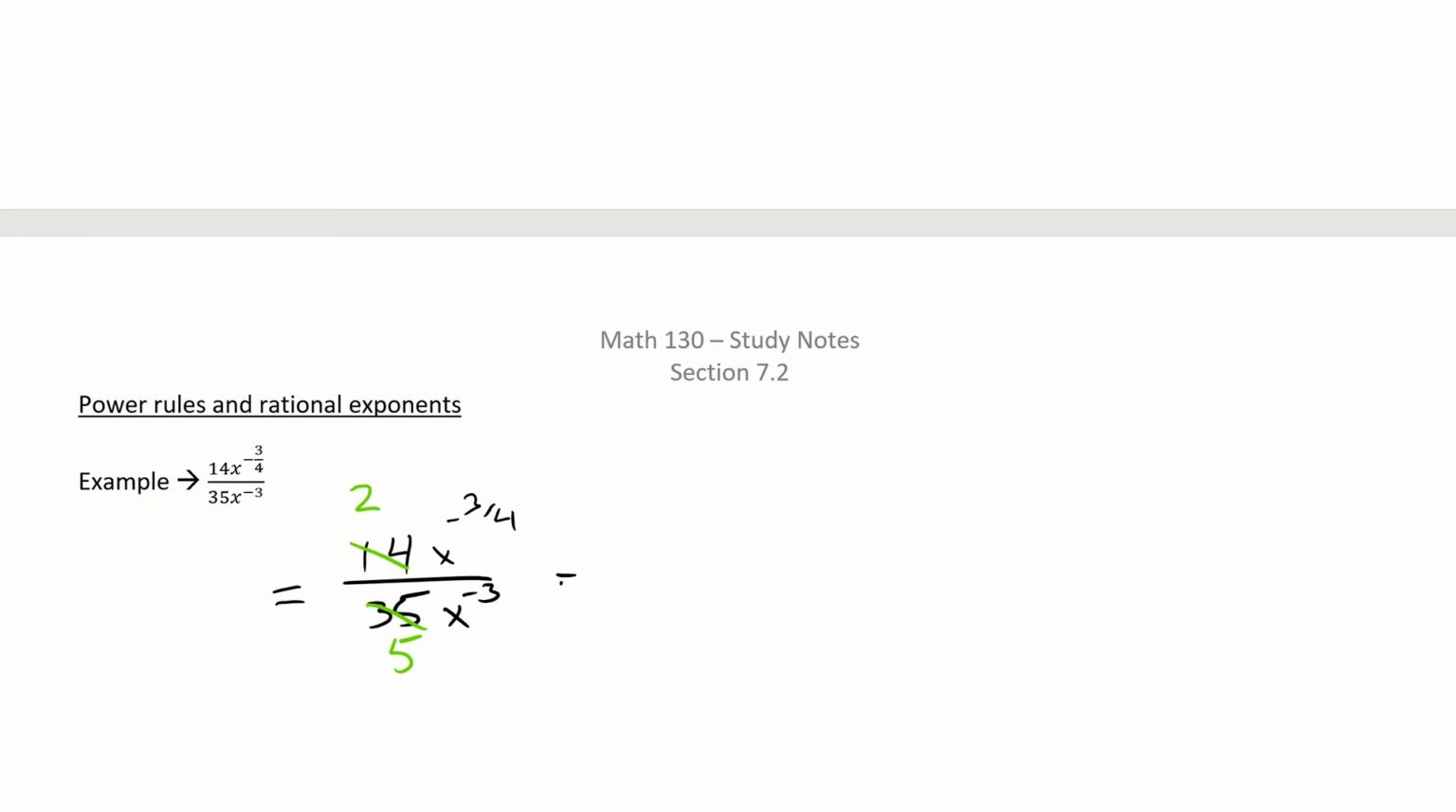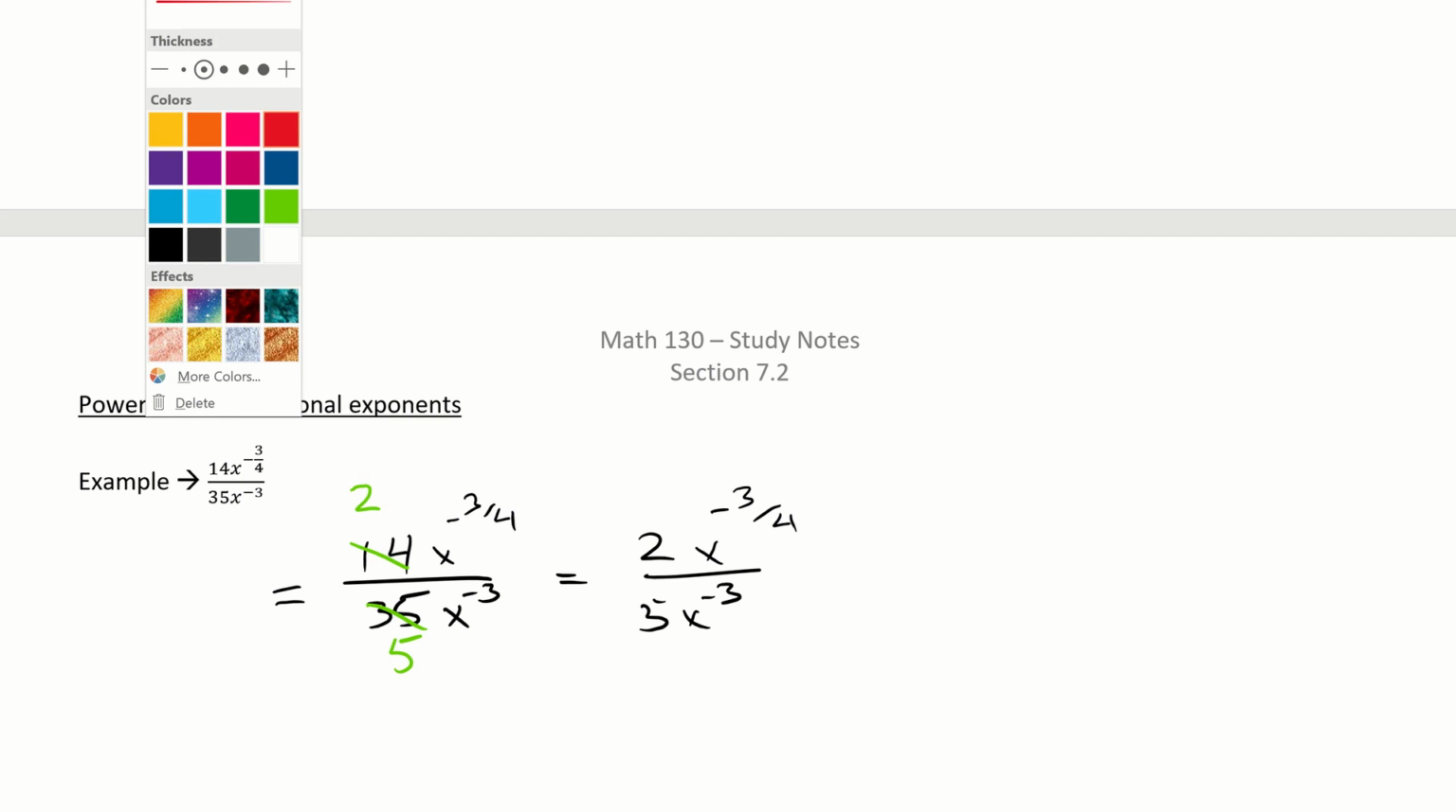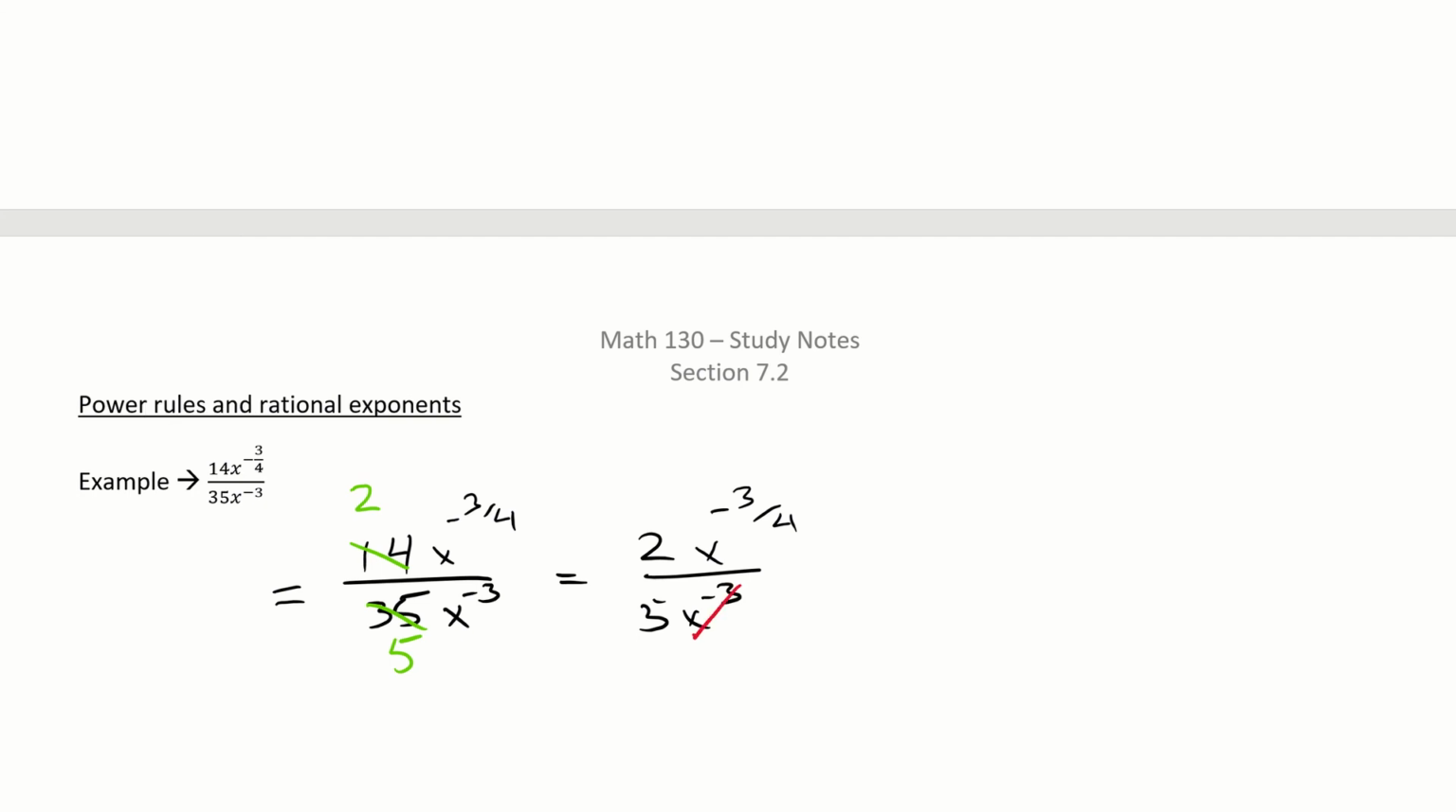Do you remember this from section 1.5? Let me write it again. 2x to the negative 3 over 4, and downstairs is 5x to the negative 3. What we did that time was we canceled and subtracted stuff. I'm going to do that right now. I'm going to use red to be in charge here. I'm going to cancel and subtract a negative 3. And what happens to that guy? It turns positive on you. But it works with fraction powers too.